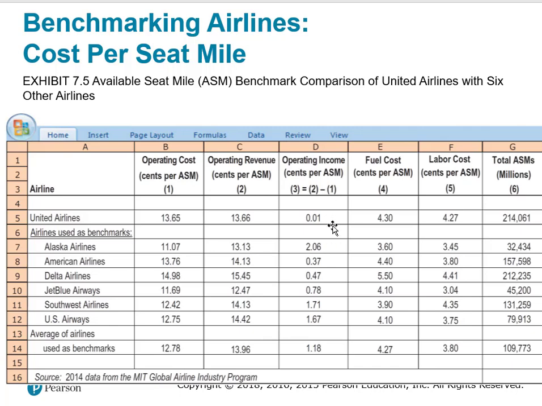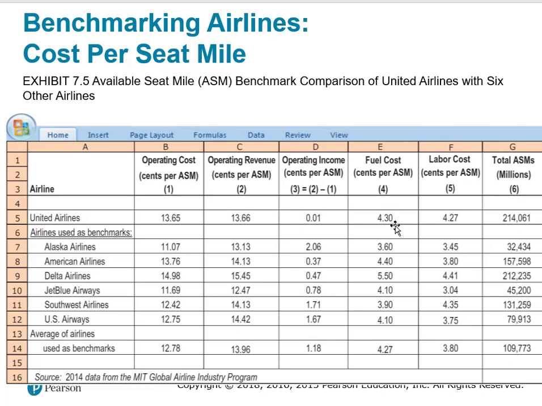Then operating income, these are cents per available seat mile. 1 cent for American Airlines. See, Alaska Air, this isn't really a good comparable company, 2.06. American, Delta is 0.47, 0.001. To me, it looks like United probably has some pretty big inefficiencies going. Southwest, 1.71. Isn't that something? US Air, 1.67. To me, Southwest is a really efficient airline. And this is from 2014. Yeah, this is a long time ago.